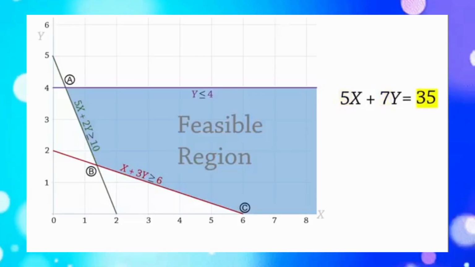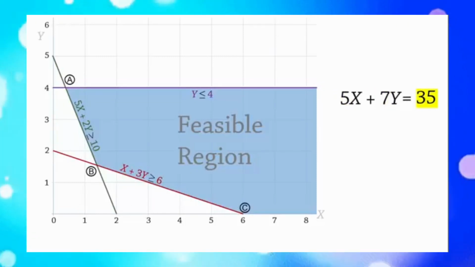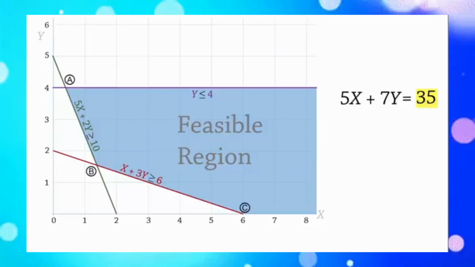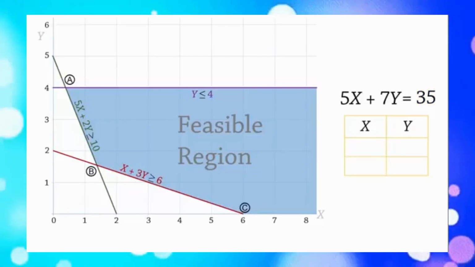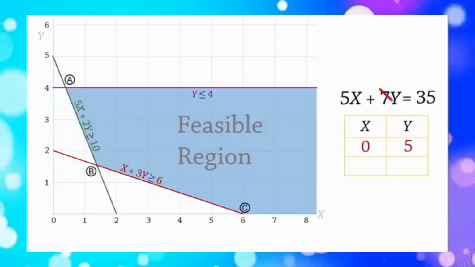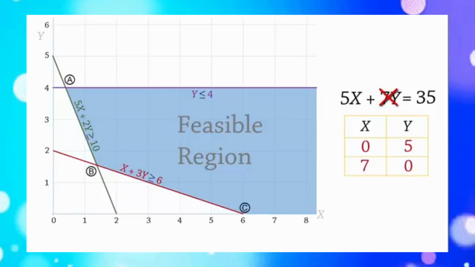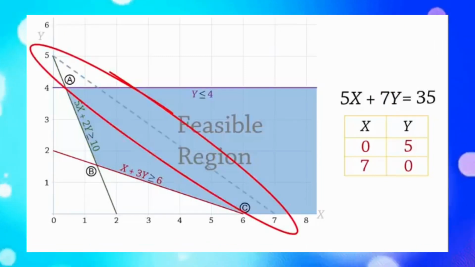Note that if this number is too small or too large, you can always multiply or divide it by an appropriate value. Next, we find the points to draw the objective function line. When x equals 0, y equals 5, and when y equals 0, x equals 7. So the objective function line is this blue dotted line here.